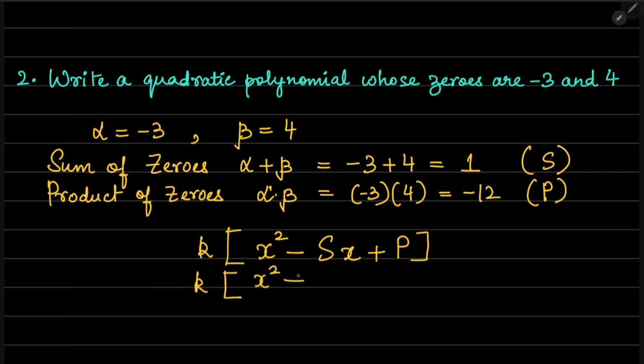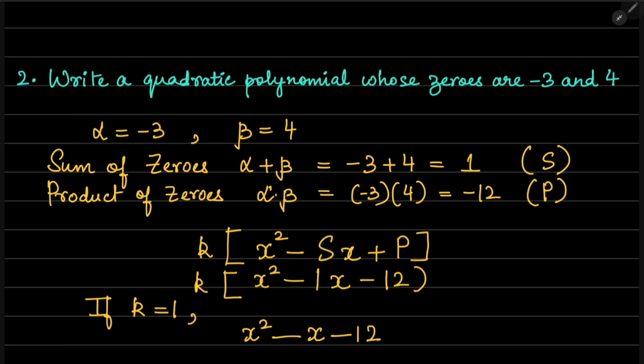So x square minus, what is the sum of zeros? It is 1. So 1x, and what is the product? It is minus 12, right? Sum is 1 and the product is minus 12. So I'm going to substitute in place of s as 1, in place of the product minus 12. Okay, and if k is equal to 1, then what is the quadratic polynomial? It will be x square minus x minus 12.